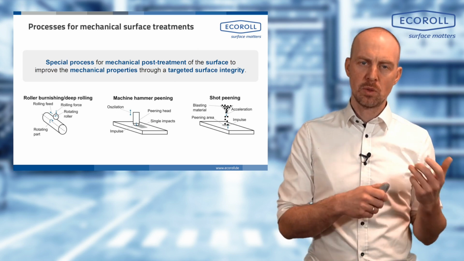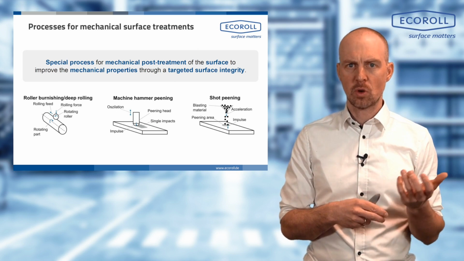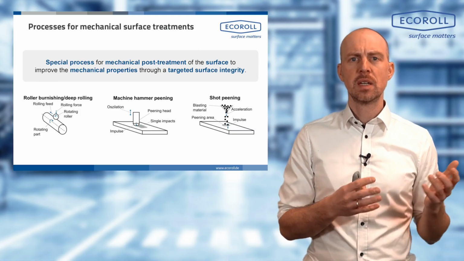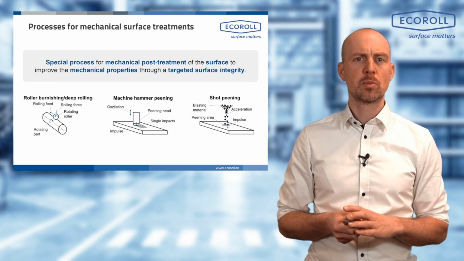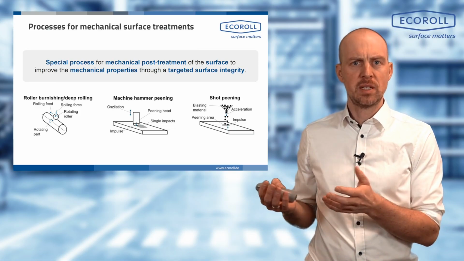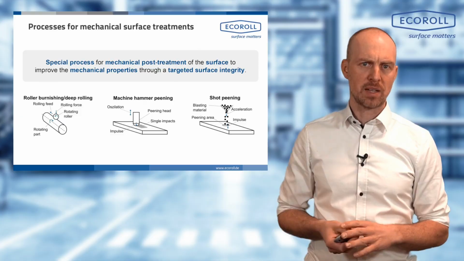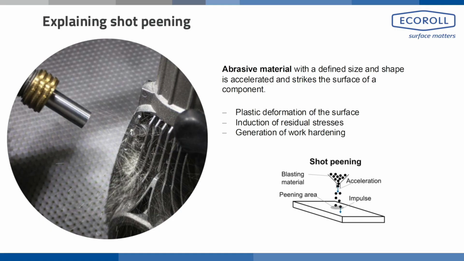For one, there's roller burnishing and deep rolling, which are also frequently referred to as roller burnishing. There's machine hammer peening, and then there's the probably very widespread and most well-known process, ball shot peening. In shot peening, a blasting medium is used, which can be various balls or wire elements, essentially just cut wires that are then very sharp-edged. It could be glass beads, or it could be hardened steel balls. So a wide variety of blasting media, also in different sizes, are shot onto a surface.